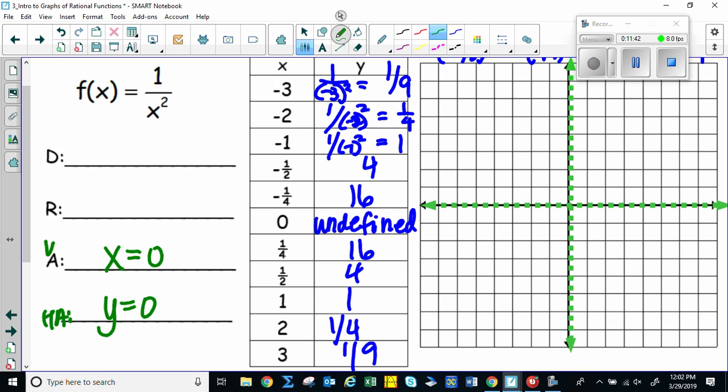All right, so I'm going to plot the points. So I have 2 exact points. What are my 2 exact points? -1, +1, and +1, +1.